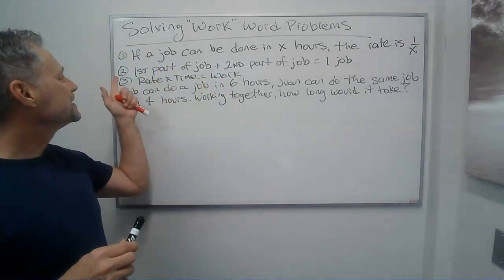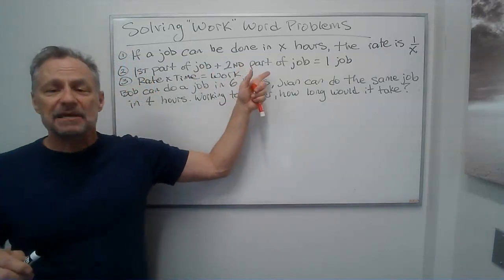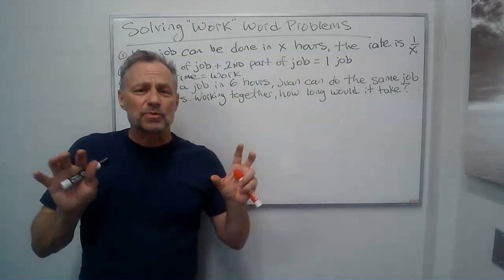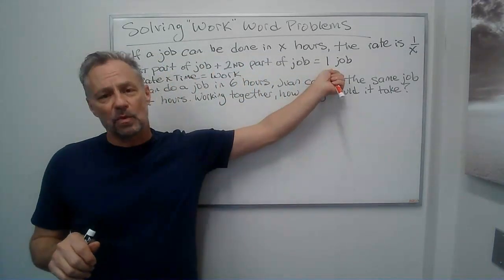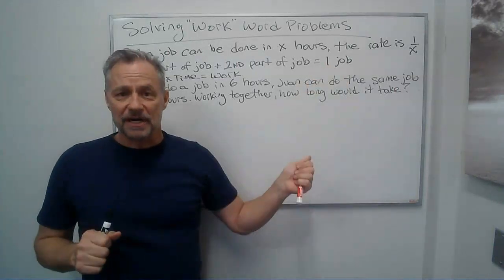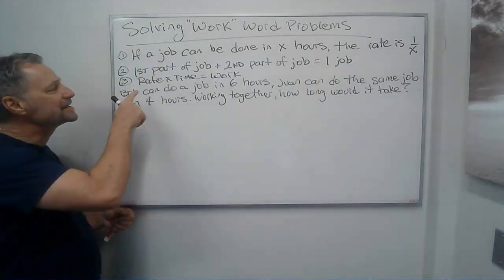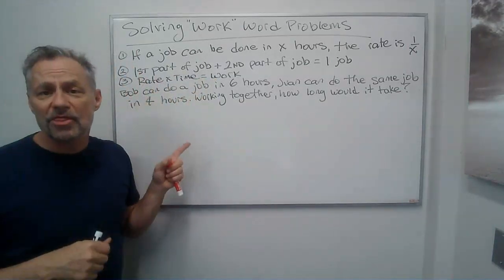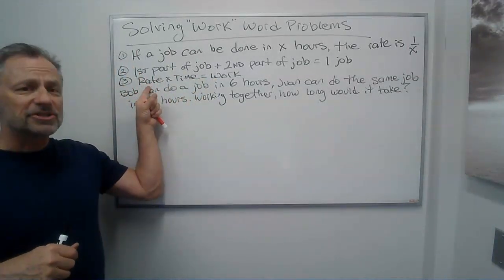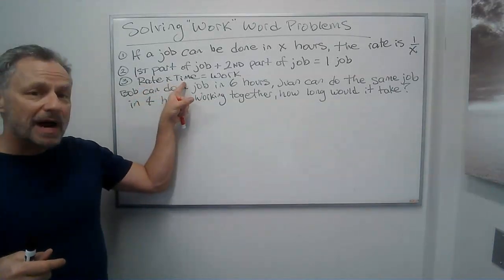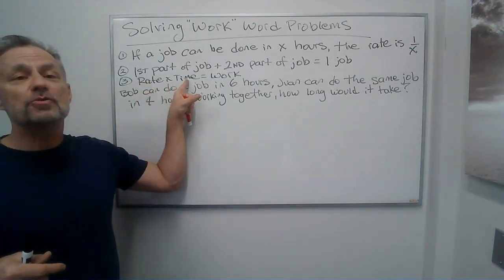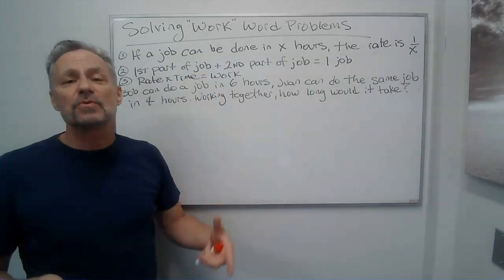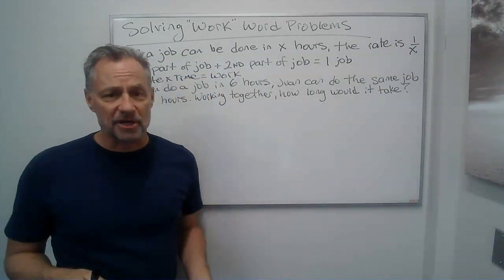The second idea is that the first part of the job and the second part of the job, we have two things working together. They're going to complete one job. That's where our equation is going to come from. And then lastly, rate times time equals work. So if my rate is 1/3, I get 1/3 of the job done every hour, and I work for 2 hours. Well, 1/3 times 2 is 2/3. I got 2/3 of the work done, 2/3 of the entire job.